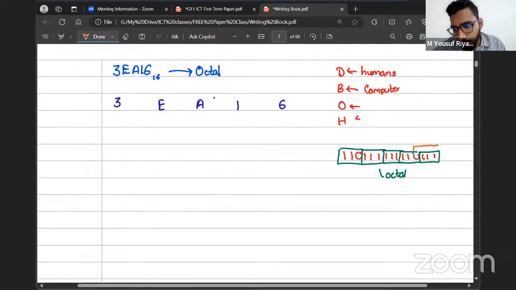So in hexadecimal, these 4 bits will be one set. Then these 4 bits will be another set. Then these 4 bits will be 1, 2, 3, 4. These 4 bits will be another set. That is how the hexadecimal number system was formed.